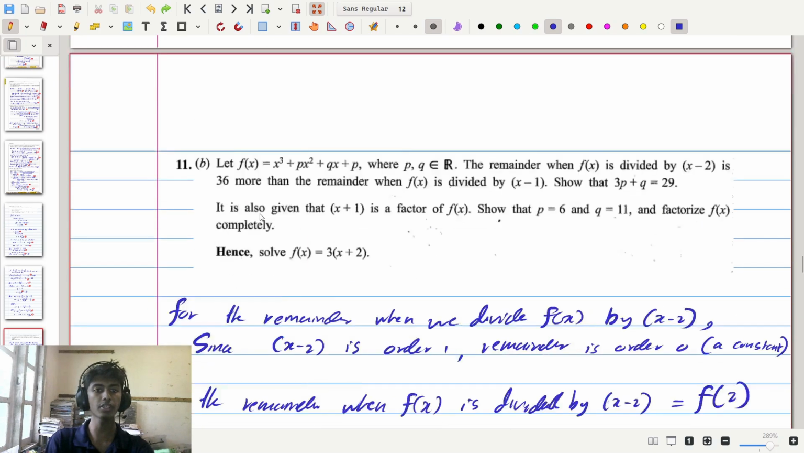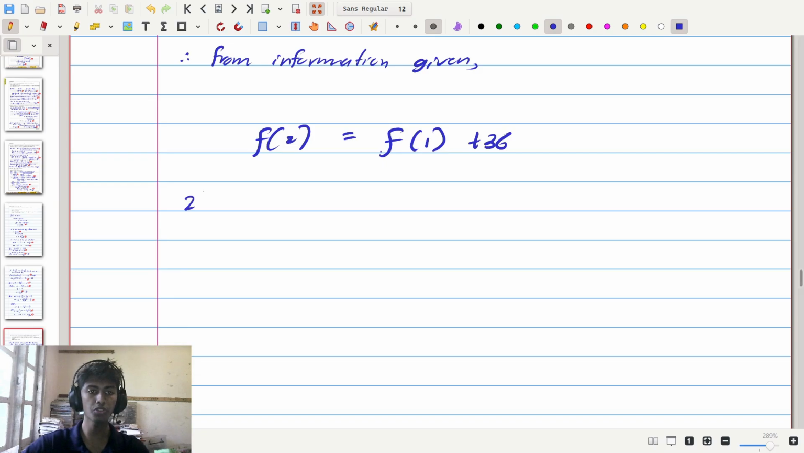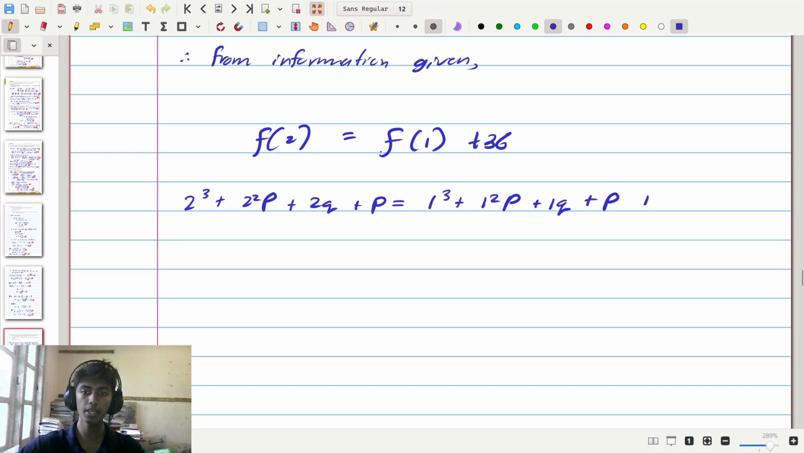So if we do that, since f of x is equal to x cubed plus px squared plus qx plus p, when we substitute we get 2 cubed plus 2 squared times p plus 2q plus p being equal to 1 cubed plus 1 squared p plus 1q plus p plus 36. Now simplifying, we have a p here and a p here, which we can cancel out. We have 1q here and 2q here, and we have 1p here and 2 squared p here, which is 4p.